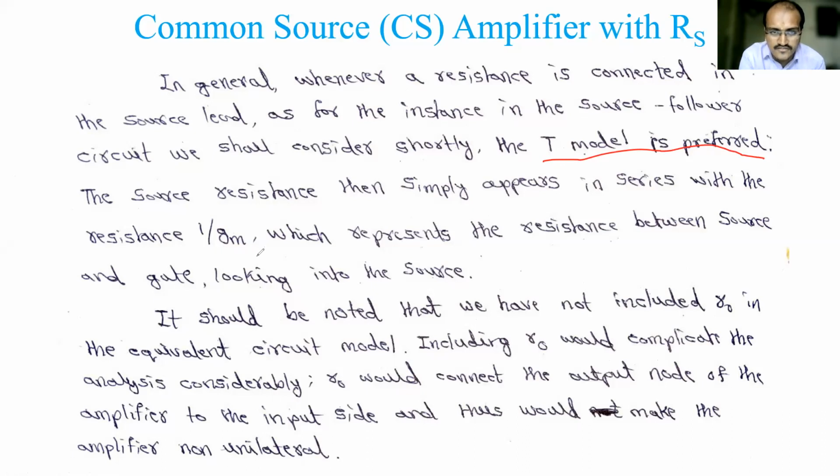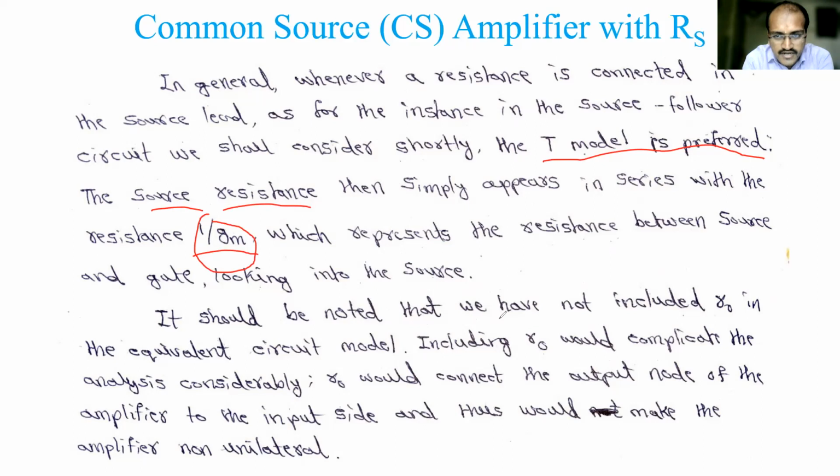If you see at the source side, in the equivalent circuit 1 by Gm is a resistance, and this is in series with RS, the source resistance denoted as R suffix S. So both are in series. That is what appears, which represents the resistance between source and gate looking into the source. From the source side, if you look, it is the combined resistance. Between source and gate only we'll see the input. That's how it looks.